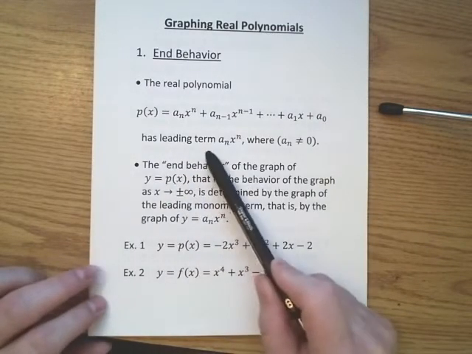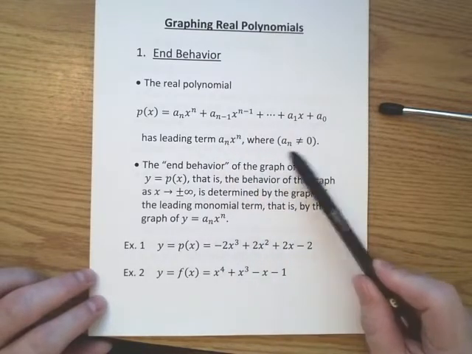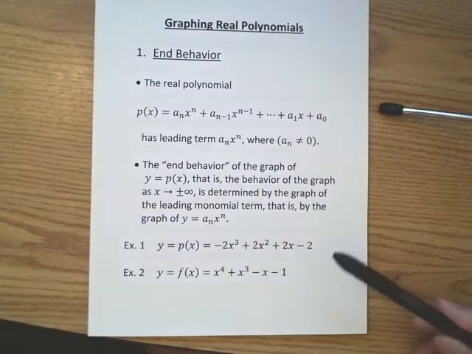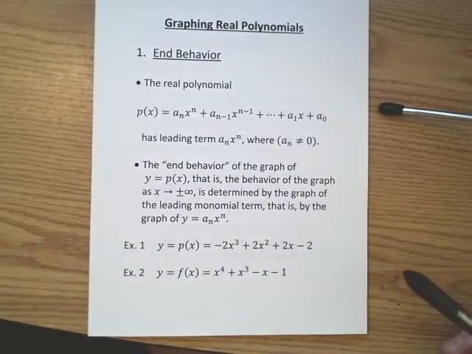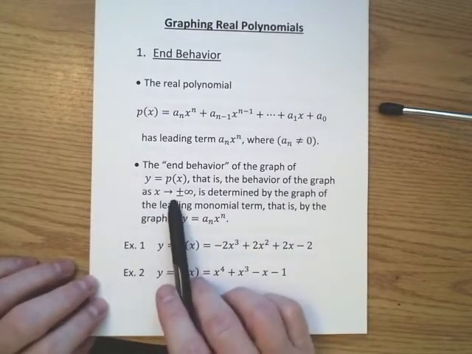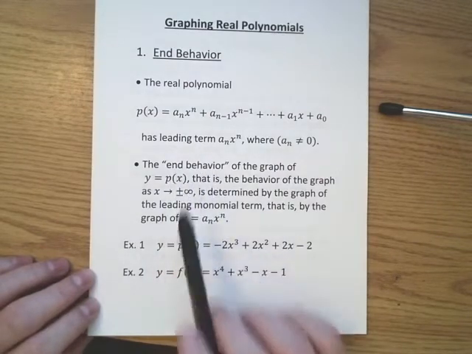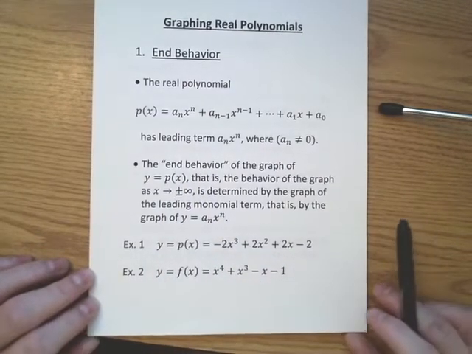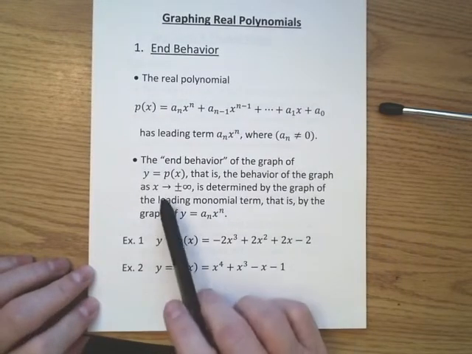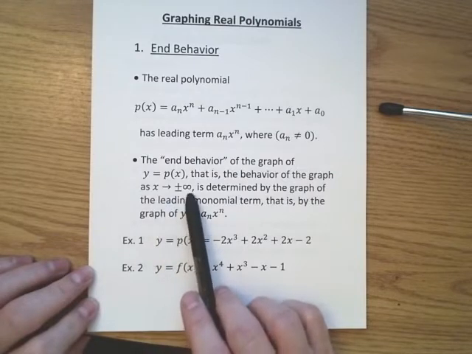I assume that the leading coefficient a sub n is not 0. Otherwise, we probably wouldn't write this at all. Okay, what is the end behavior of a graph? The end behavior of a graph, like y equals p of x, is the behavior of the graph as x approaches plus or minus infinity. Obviously, there's no end to the real numbers, so maybe this is kind of poor language, but it's somewhat suggestive here. We're thinking about what the graph looks like as x approaches plus or minus infinity.